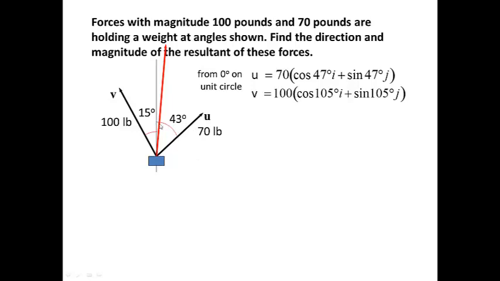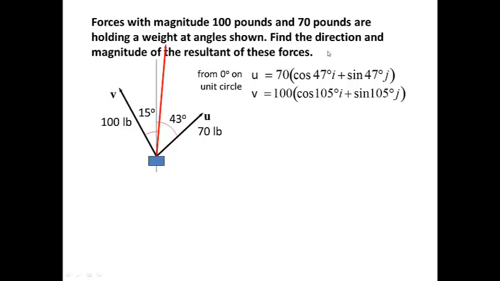That's 43, so the rest of this here has to be 47. And this 15 degrees angle from the vertical has to be 105 because this is 90 plus the 15. Remember, when you use sine and cosine on your calculator, the only way it knows how to do it is from the 0 on the unit circle. Alright, so now we have 70 cis 47, 100 cis 105.